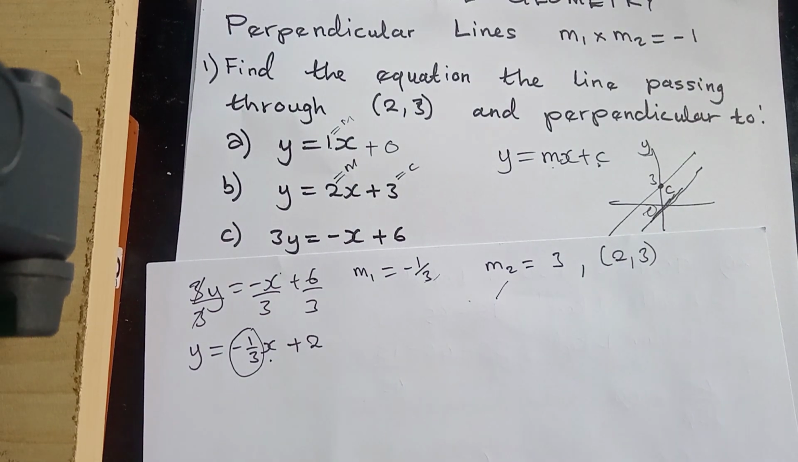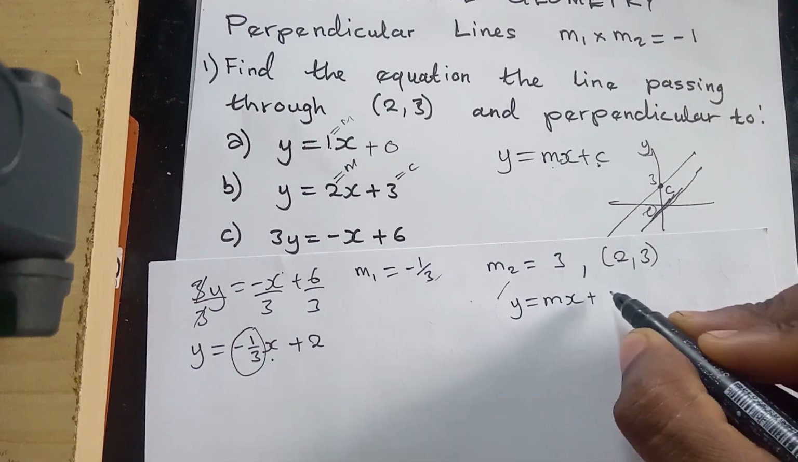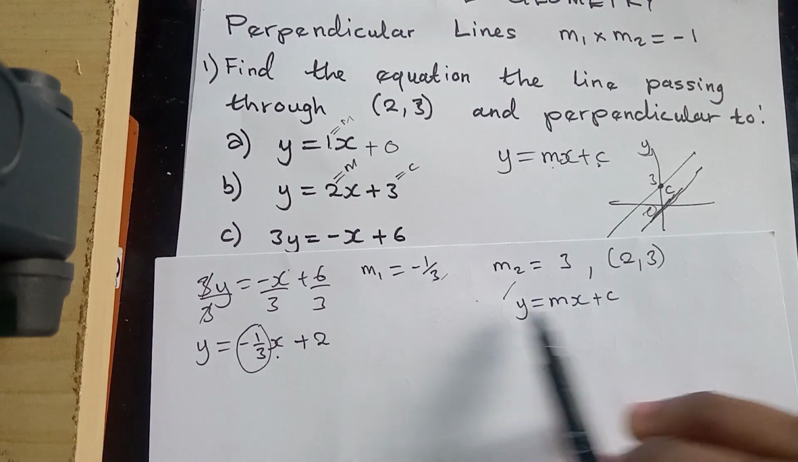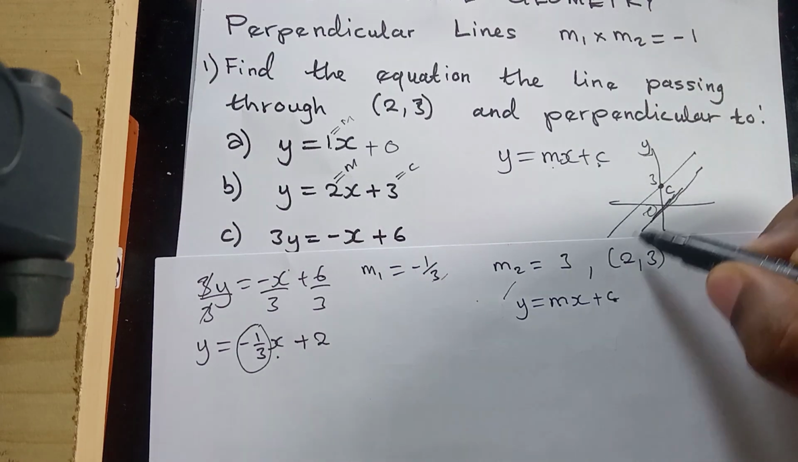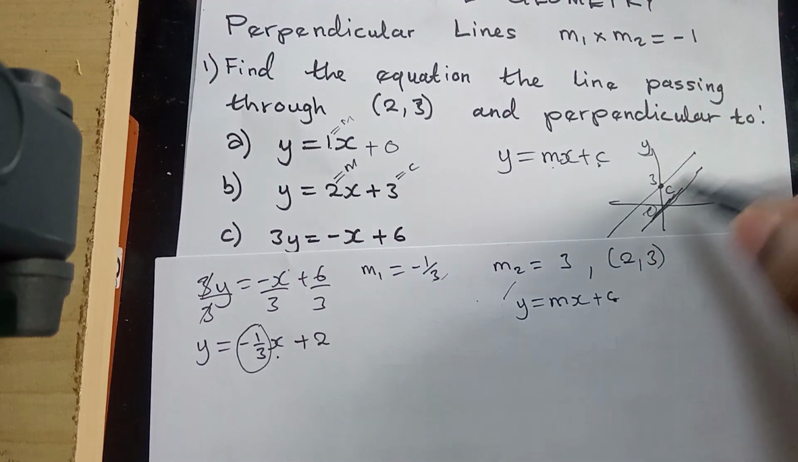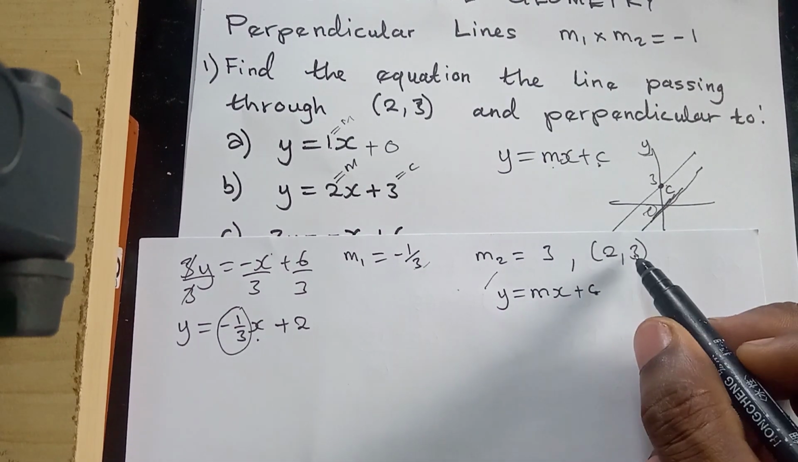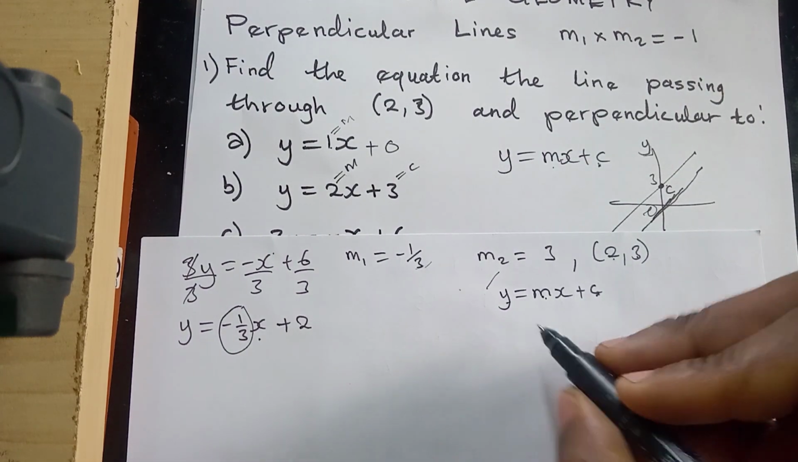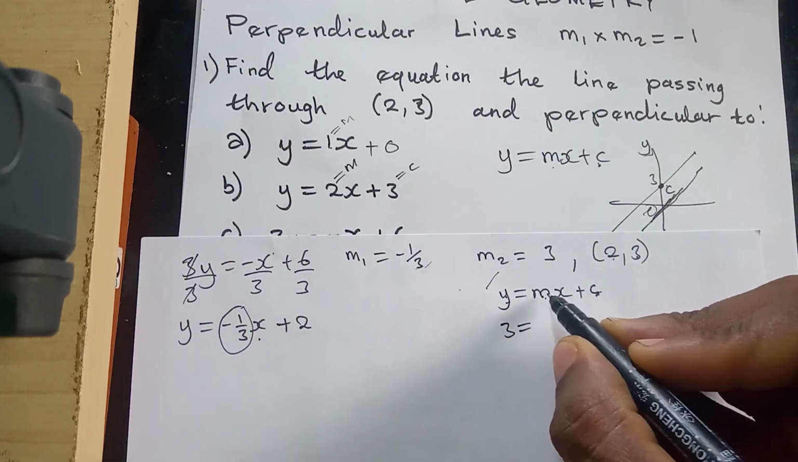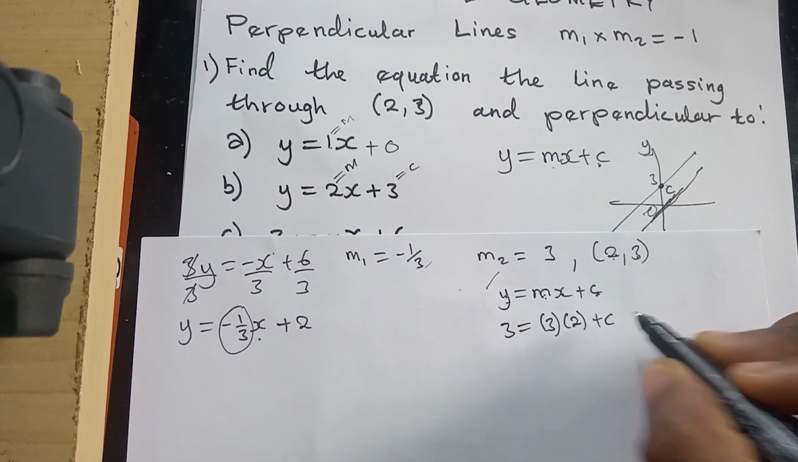So to find the equation of this, you can use any method of your choice. This time around, let's use the gradient intercept method. This is called the gradient intercept method, by the way, where this is the gradient and this is the intercept. That is the point at which this line passes through the y-axis. This is called the y-intercept. So with this method, you can substitute your x and y and your m, and then you solve for c. So our y is 3, our m is equally 3, and then our x is 2, our c is unknown.